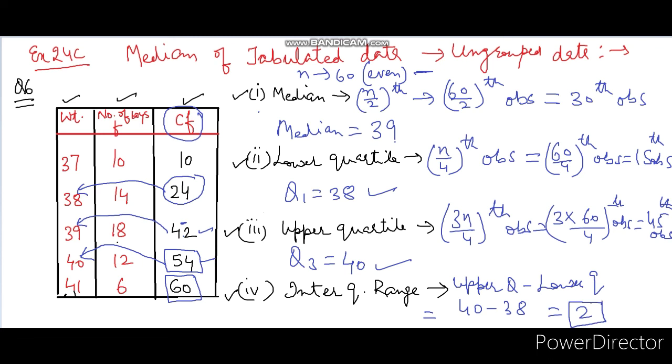That's all about the median of ungrouped data. Along with the median, I have told you the lower quartile, upper quartile, and interquartile range also. So this is the complete package for the tabulated data. Right students, hope you have understood, but don't miss my previous videos which are related to this topic.